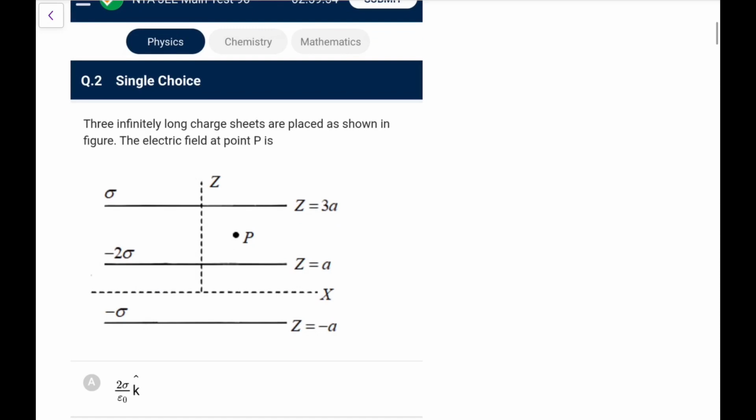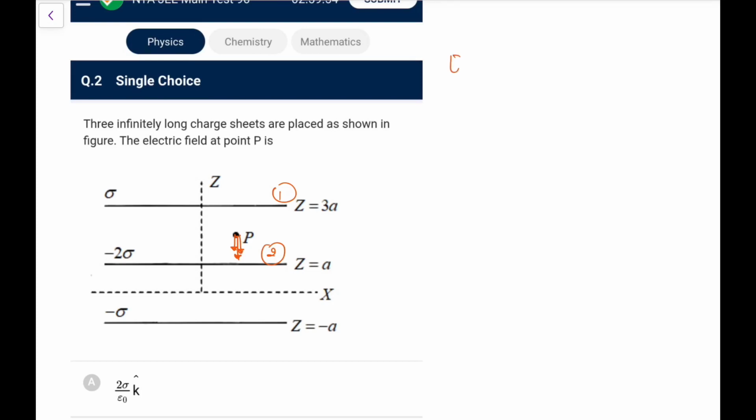Next one, you have three infinite long charge sheets placed as shown in the figure. The electric field at point P is. So what would be the electric field at point P? Just look at this. Due to the first one, it would be downwards. Due to the second, it would be downwards, not upwards, because it is negative. So 2 is also downwards, and the third one is also downwards.